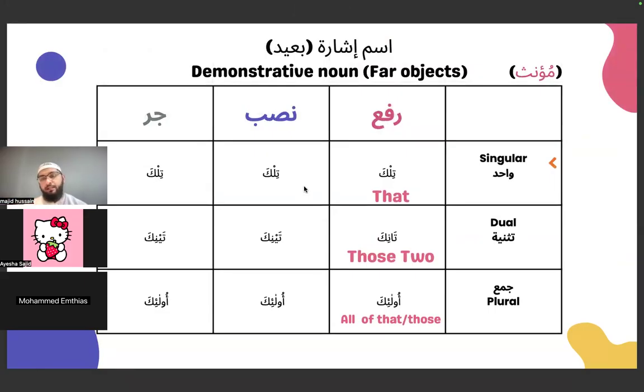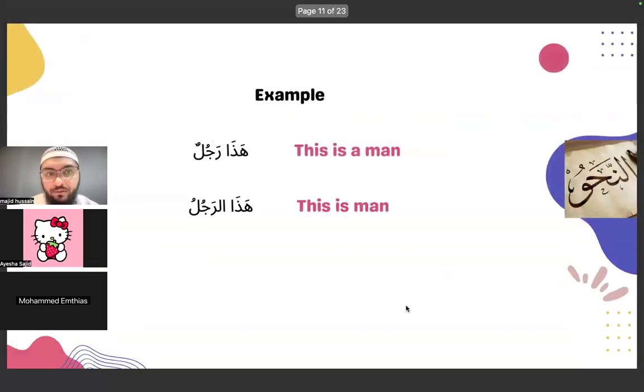And the state of jama, or the plural, is the same. Just like the ishara qarib, where we use haulai for masculine and feminine words, likewise for ism ishara ba'id for masculine and feminine objects, if it's plural, we will use ulaika. It remains the same throughout masculine and feminine. Ulaika. Right, the key is here now.